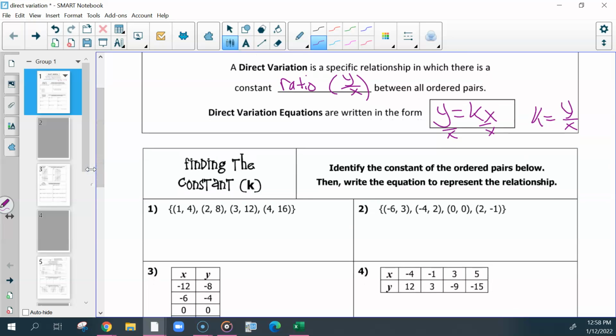So when we're looking for direct variation, we need to have a constant k, and it needs to be the same throughout all the points. Think about that like slope. When you move from one point to the next, it's the same as you move to every single point. Otherwise, the slope would be different.